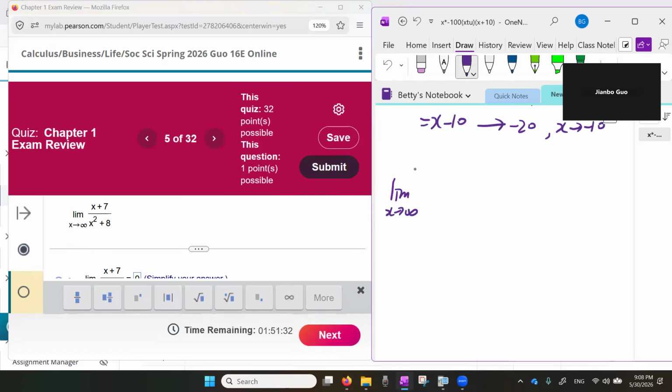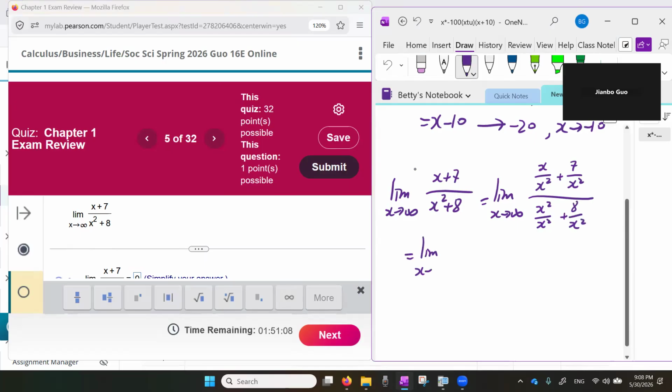As x approaches infinity, the function is x plus 7 over x squared plus 8. We are going to rewrite the function by dividing each part in the rational function by x squared. So x over x squared plus 7 over x squared, x squared over x squared, 8 over x squared. And we are going to simplify in the next step. X over x squared is 1 over x, plus 7 over x squared. Denominator, this is 1 plus 8 over x squared, right?